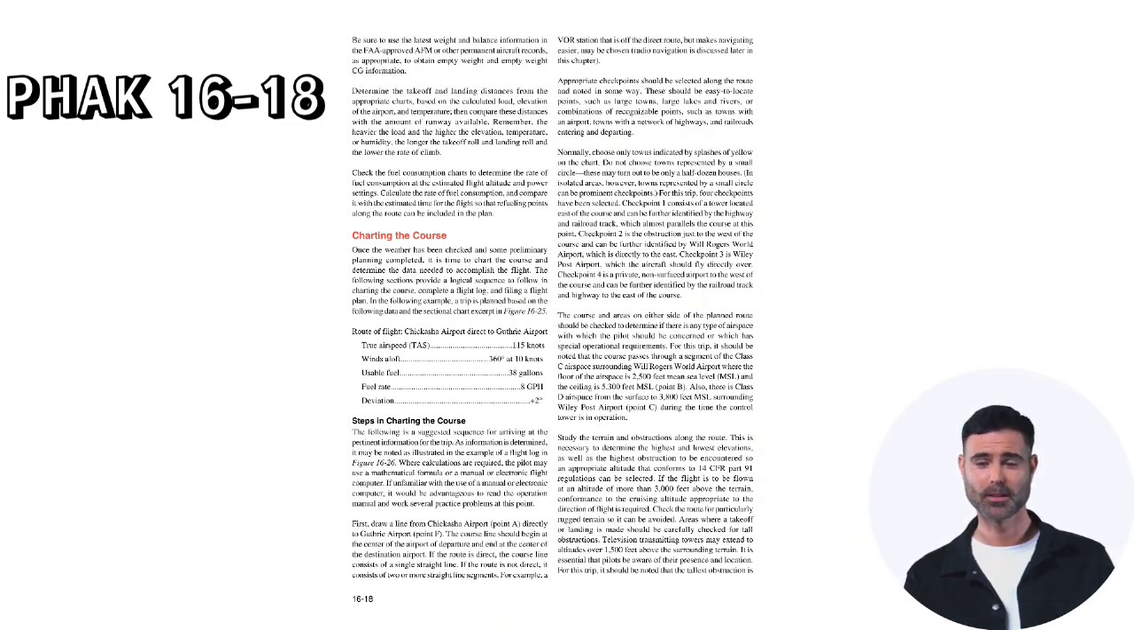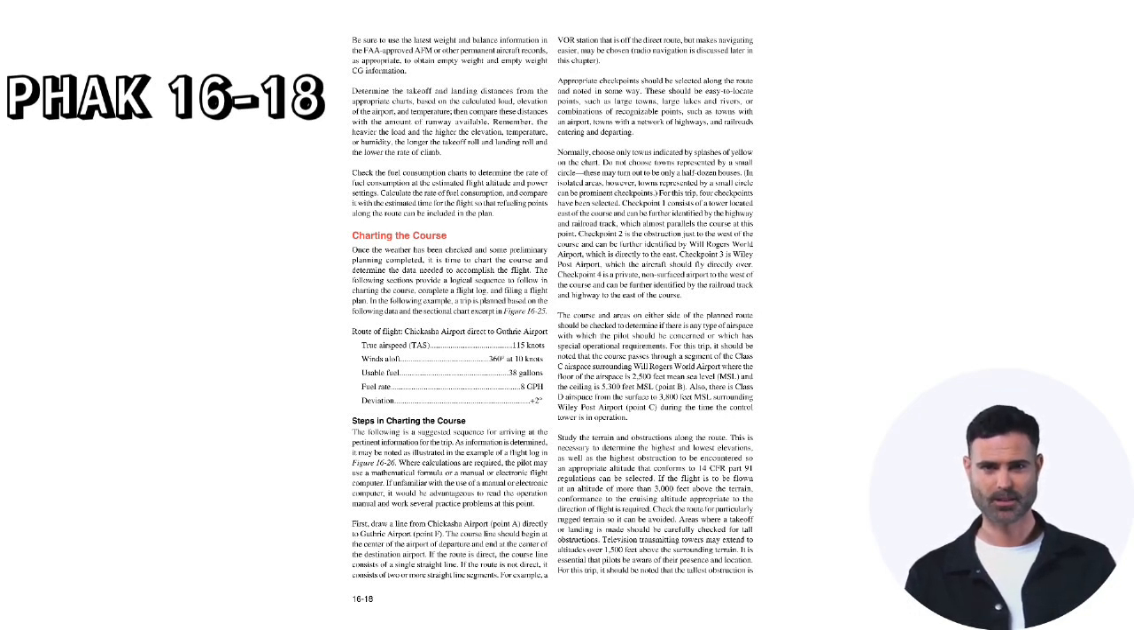For this trip, 4 checkpoints have been selected. Checkpoint 1 consists of a tower located east of the course and can be further identified by the highway and railroad track, which almost parallels the course at this point. Checkpoint 2 is the obstruction just to the west of the course and can be further identified by Will Rogers World Airport, which is directly to the east.